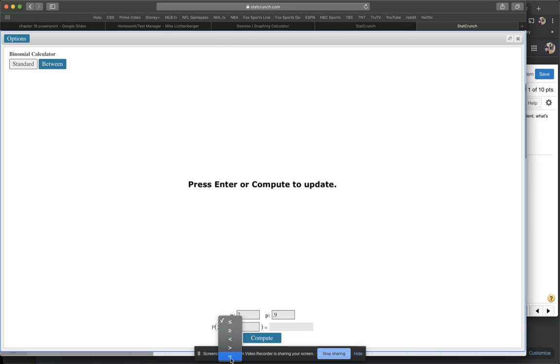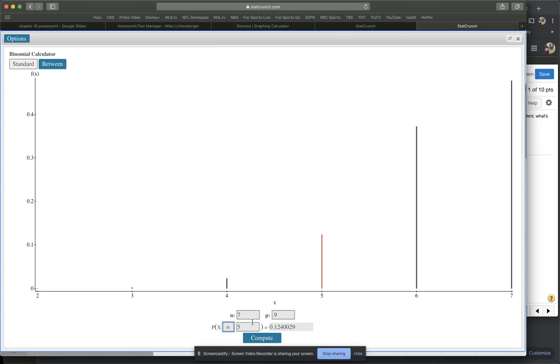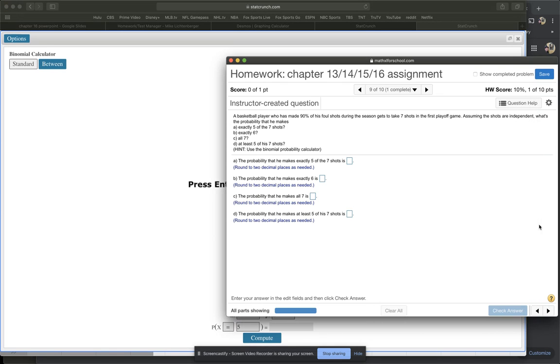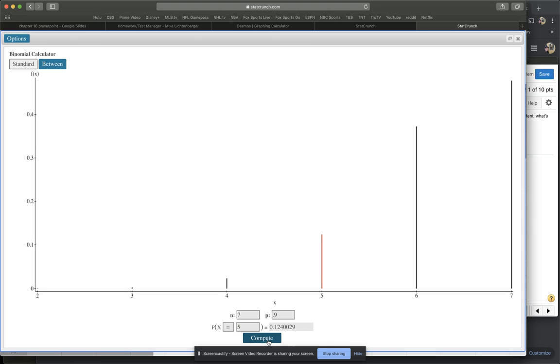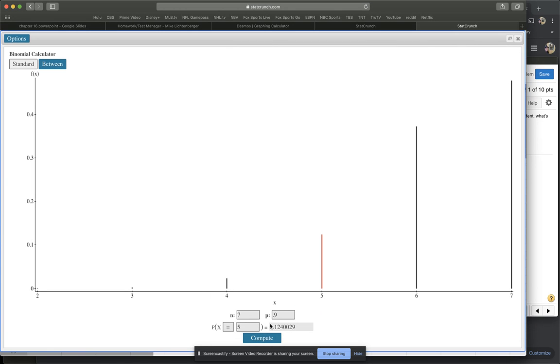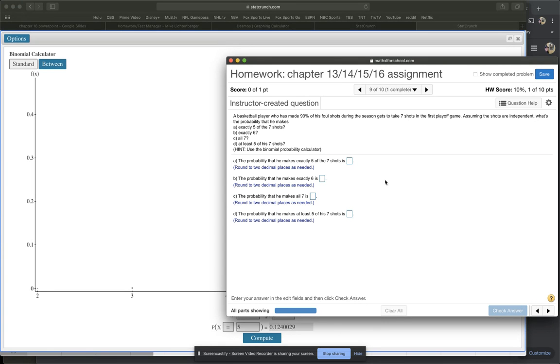Assuming the shots are independent, what's the probability that he makes exactly 5 of the 7 shots? So we want the probability that he makes 5 out of the 7 shots. If I compute that, there's my answer right there. What does it say to round to? It says round to 2 decimal places. So that's going to be 0.12.